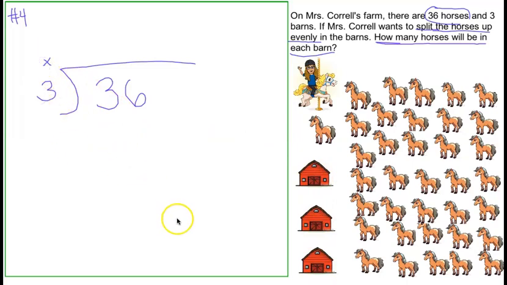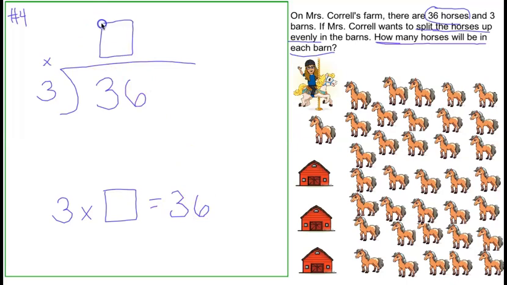Now, I want you to pause the video for a second and see if you can come up with the multiplication problem that goes with this. When you think you've got it, come on back and we'll see how you did. All right, if you're back, how did you come up with a multiplication problem to help you figure out the division problem? Did you say 3 times something equals 36? If you did, great. If not, let's take a look at it.